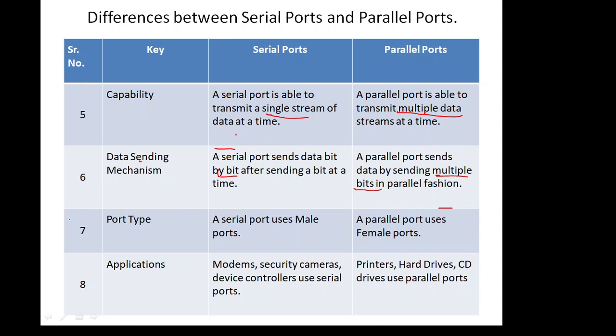What is the port type of a serial? It is a male port, and the port type of a parallel is a female port. Like we'll be going to have male ports and female ports, right? So serial interface we call it as a male port and parallel interface we call it as a female port. What are the applications? The major applications are these serial ports are used for modems, security cameras, device controllers. These use serial ports, but the best example of parallel ports are printers, hard drives, CD drives. They use those parallel ports.